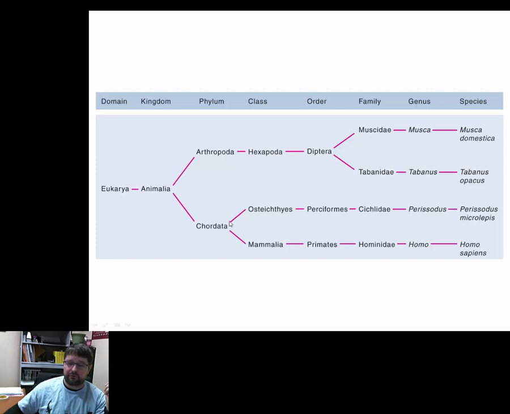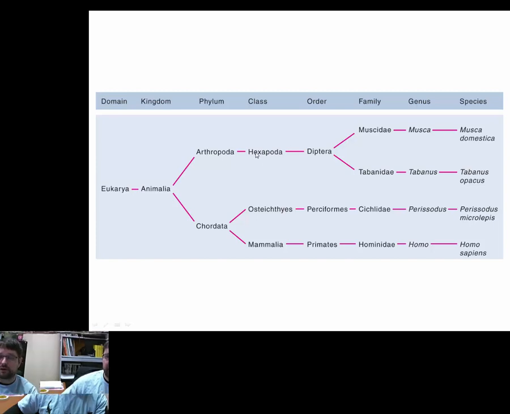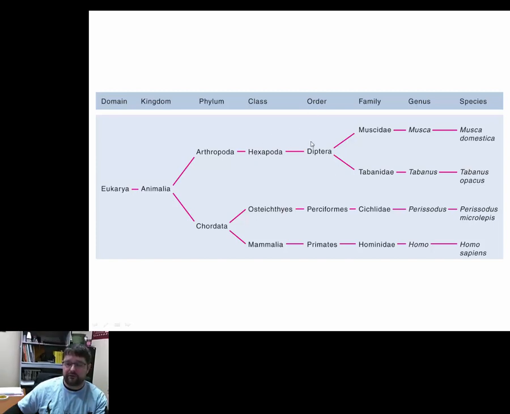If we're dealing with things that have a notochord or resemblance of a notochord, that could be the spinal cord, we're going to be dealing with chordata. And so classes are going to be different too. In this case, arthropoda, hexapoda, meaning six feet or six legs, which we consider the true insects. And order in that is Diptera.